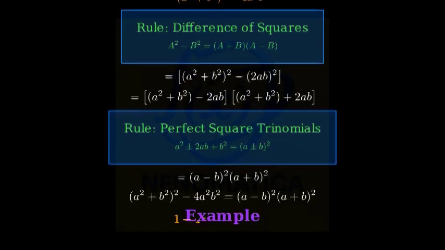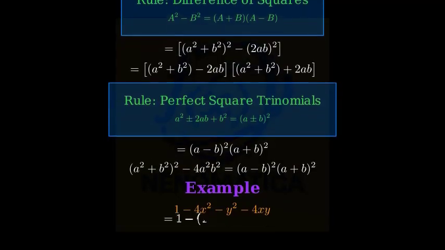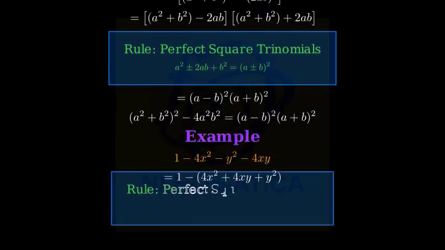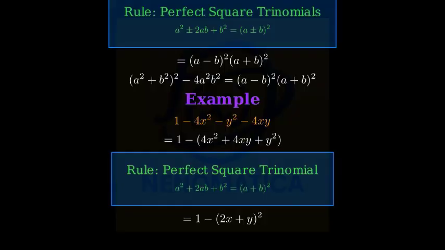Now, let's move on to our second example. We have the expression 1 minus 4x squared minus y squared minus 4xy. First, let's rearrange this expression to better see its structure. We can rewrite it as 1 minus the quantity 4x squared plus 4xy plus y squared. Looking at the term inside the parentheses, we can recognize it as a perfect square trinomial. 4x squared plus 4xy plus y squared equals (2x plus y) squared.